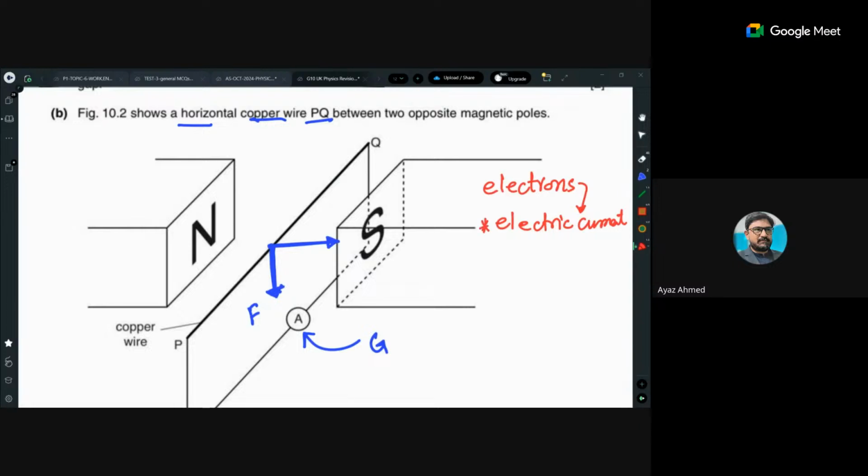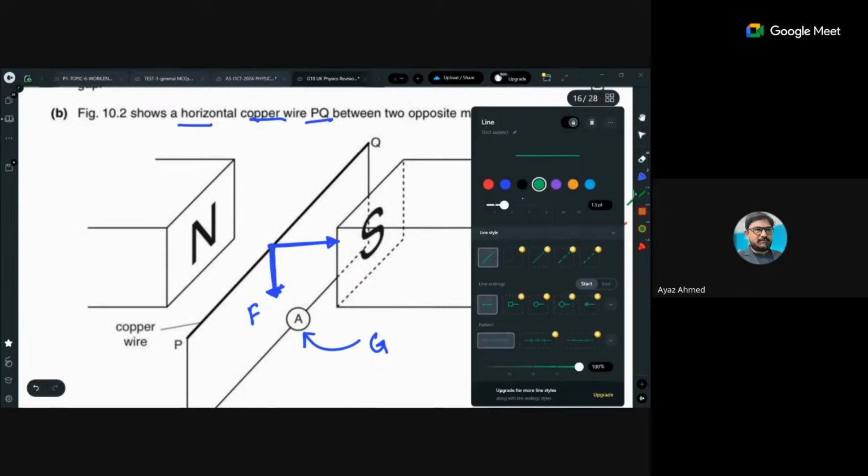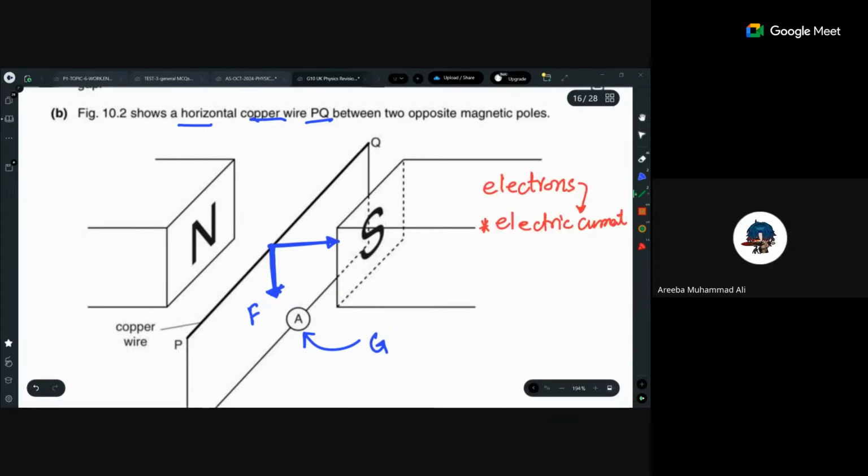Isn't it? Do you remember that concept or not? I do. So whichever force I'm able to take out, I have to give the opposite of that for the answer, right? Yes. So what would be the direction of current according to your understanding?